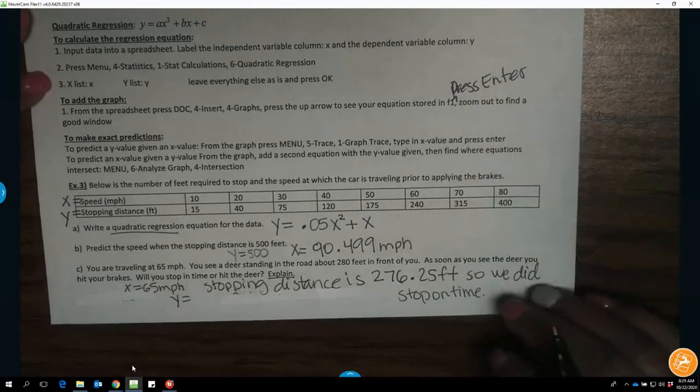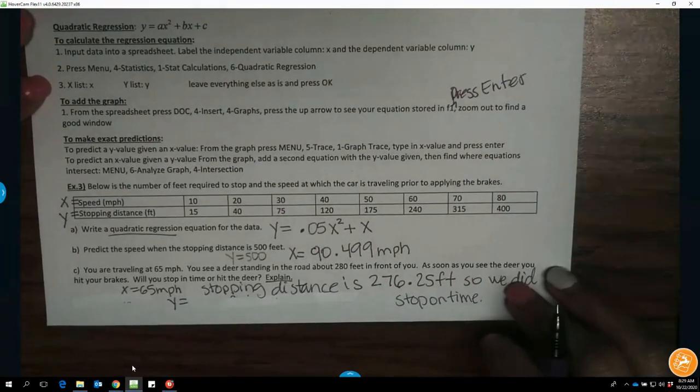And now that's how you do some quadratic regressions. Please use these notes to practice your homework. Good luck.